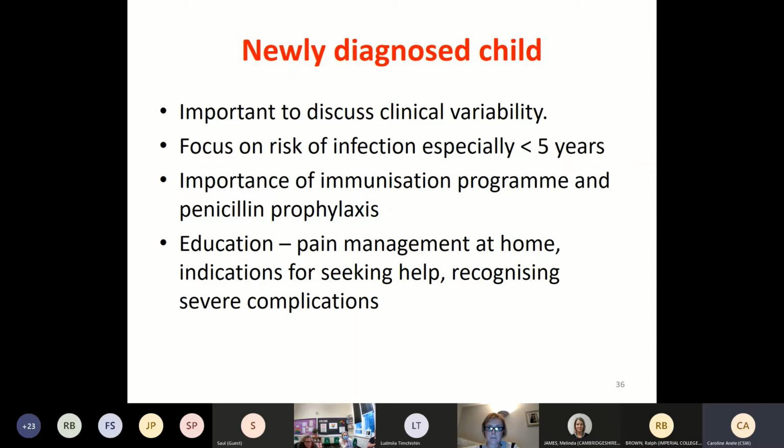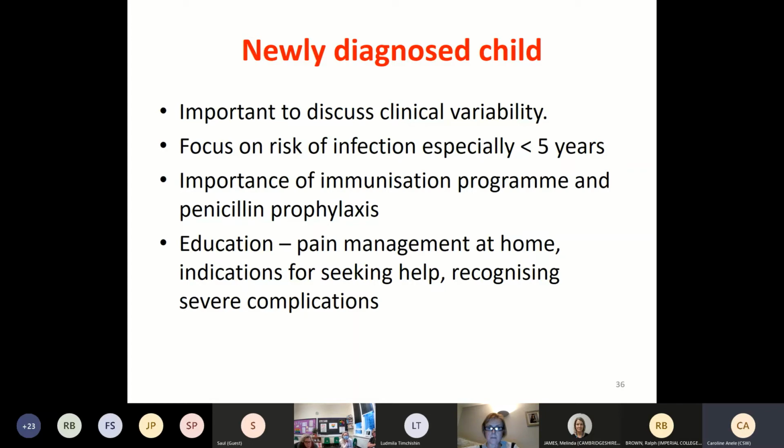We focus on risk of infection, especially when they are younger than 5 years old. So we tell the parents, if they've got a fever or any of the symptoms we've mentioned, definitely they need to be seeking medical help. And even beyond 5, if they've got a fever, the same.